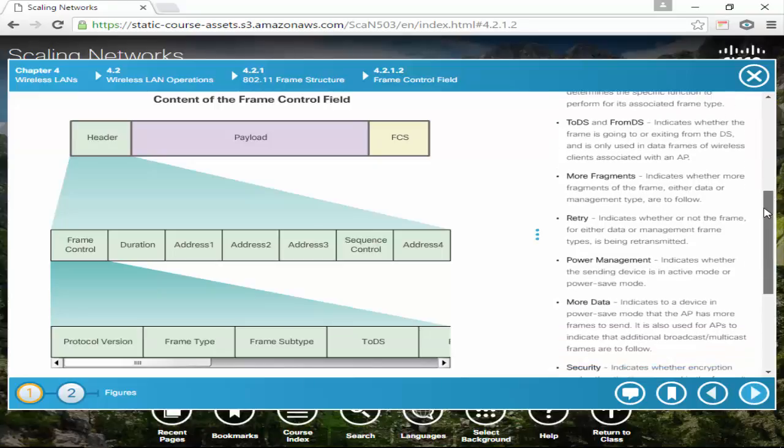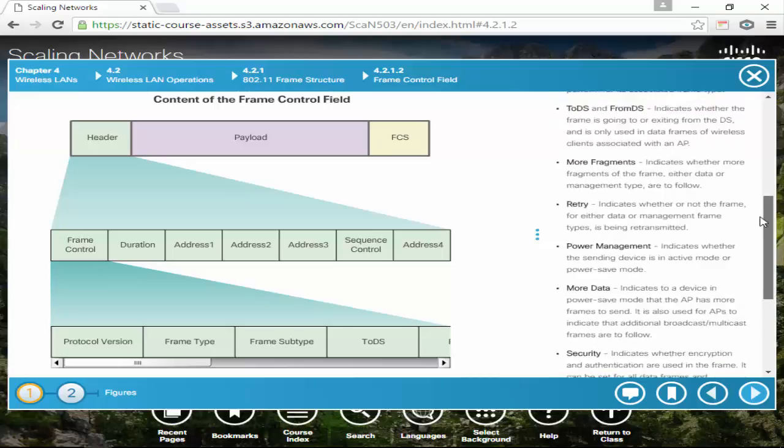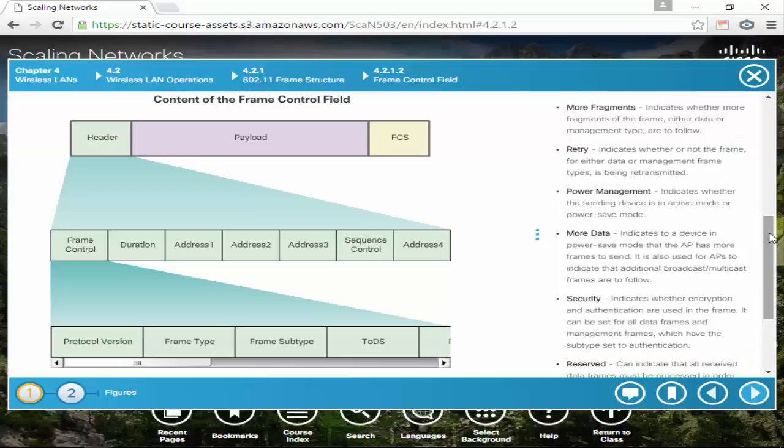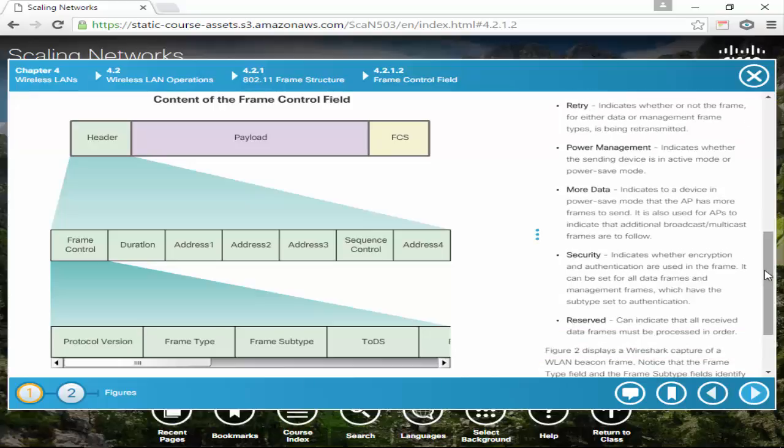More fragments indicates whether more fragments of the frame, either data or management type, are to follow. Then there's retry. Power management indicates whether the sending device is in active mode or power save mode. We're going to learn about that more in the future. More data indicates to a device in power save mode that the AP has more frames to send. It is also used for APs to indicate that additional broadcast multicast frames are to follow.